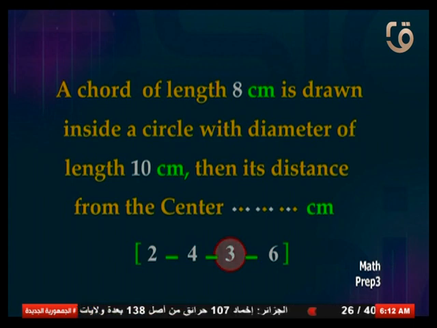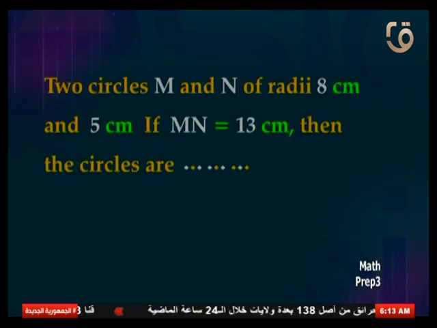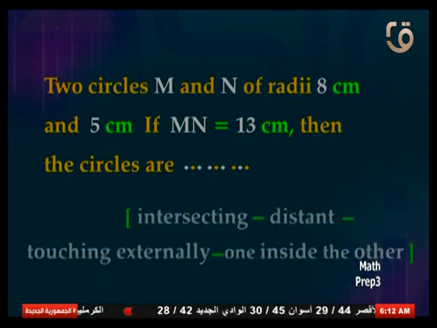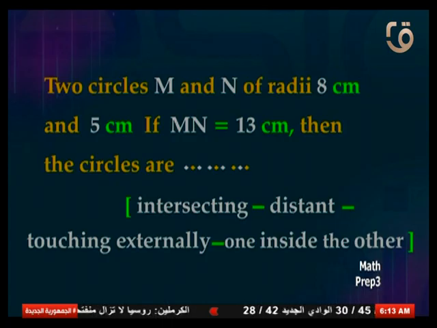Another example, 2 circles M and N of radii 8 centimeters and 5 centimeters. If MN equals 13 centimeters, then the 2 circles are intersecting circles, distant circles, touching externally, or one circle inside the other. At the very beginning, the 2 circles are of radii 8 centimeters and 5 centimeters. What about MN? It is 13 centimeters.